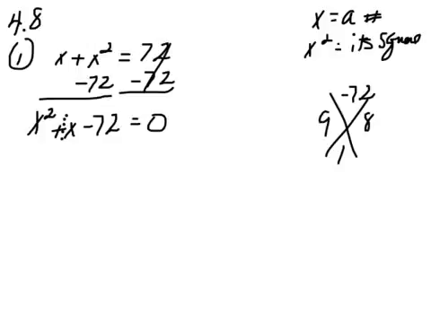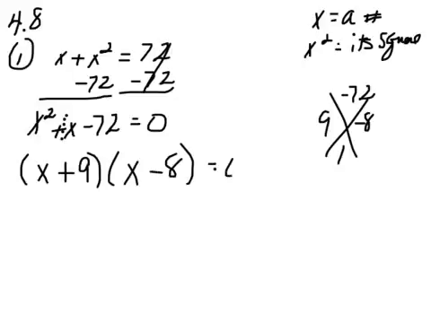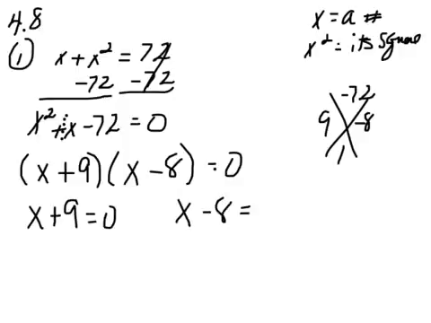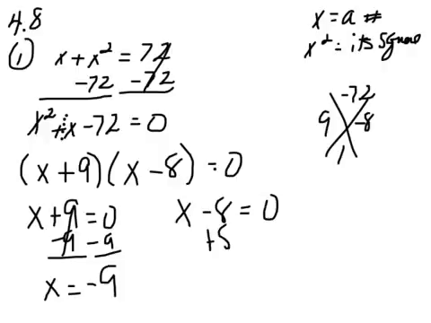If we want a positive one, we could say, well, 9 minus 8 is positive 1, and then if you check it, yes, 9 times negative 8 is negative 72. So we could factor this as x plus 9, and x minus 8 is equal to 0. And then to solve it, we just take each one of these and we set them equal to 0. Okay. So if we solve the first one, you subtract 9 from both sides, we get, well, the number could be negative 9. But we could get another answer. We could get x equal 8.